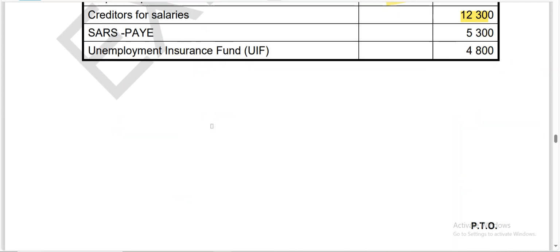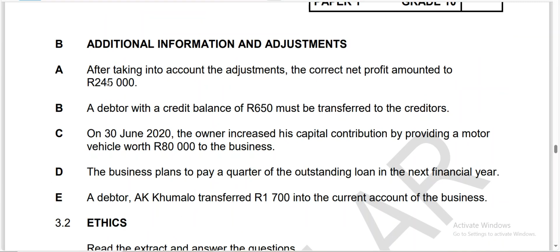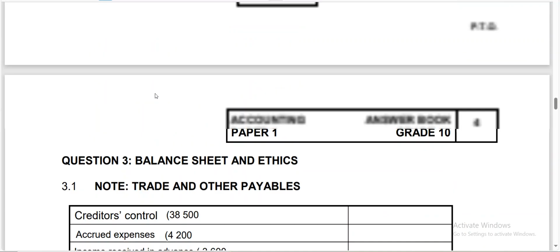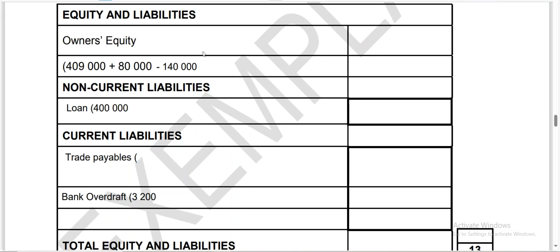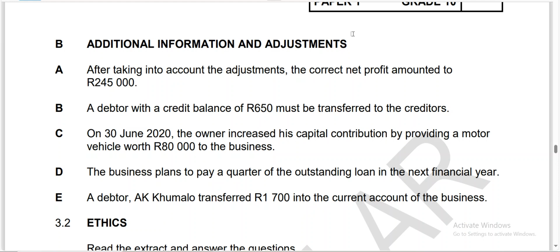Okay, now from there you go to adjustments. The first adjustment says, after taking into account the adjustment, the correct net profit amounted to 245,000. So once they mention net profit, it means it increases my equity. So I'm going to come here and say plus 245,000, because they said it's net profit, so it is a plus.